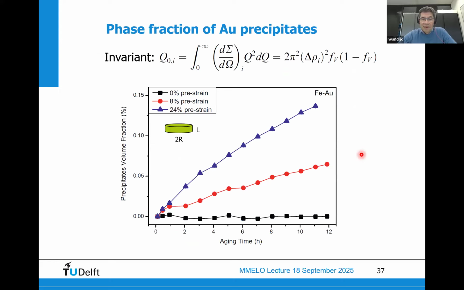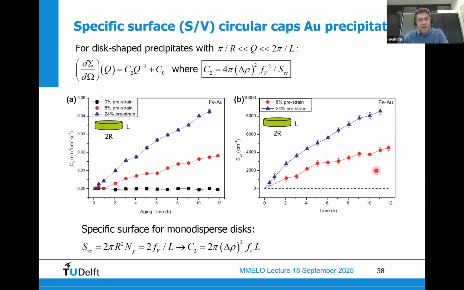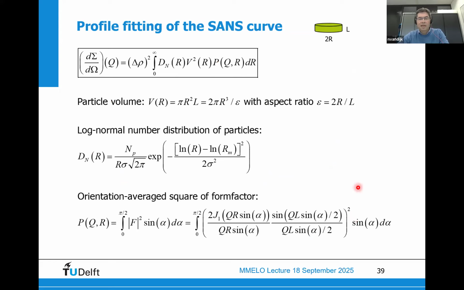So you can also obtain the phase fraction in the same way, and you see that there's no precipitation without deformation, and the more deformation you have, the more precipitates you form. So that all makes sense. Well, I will skip this one.